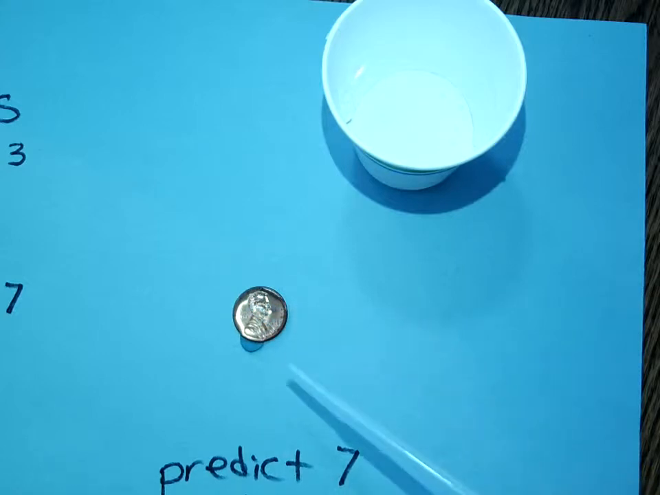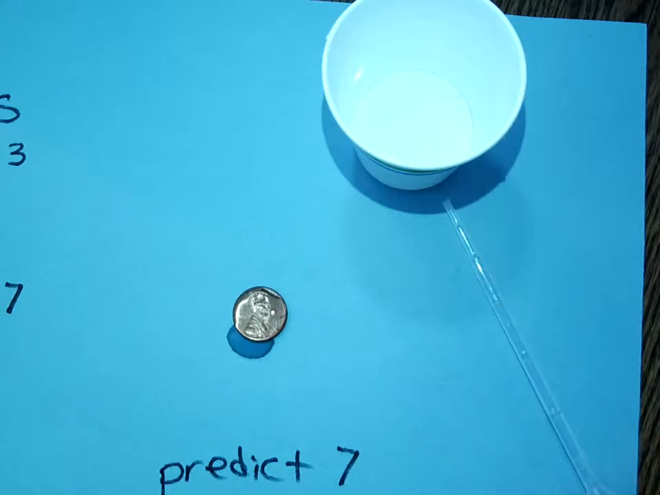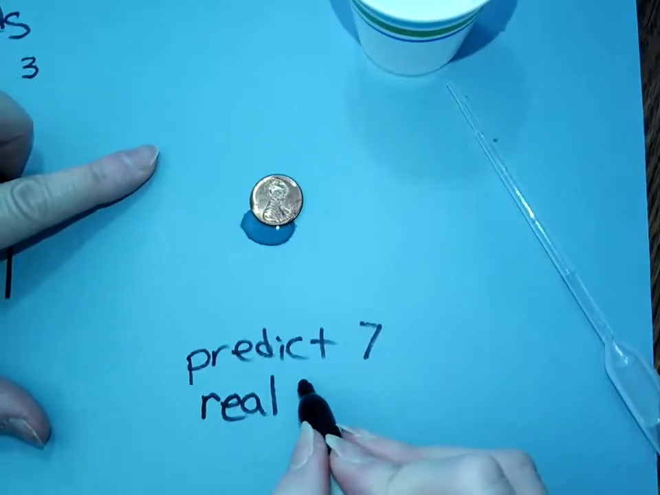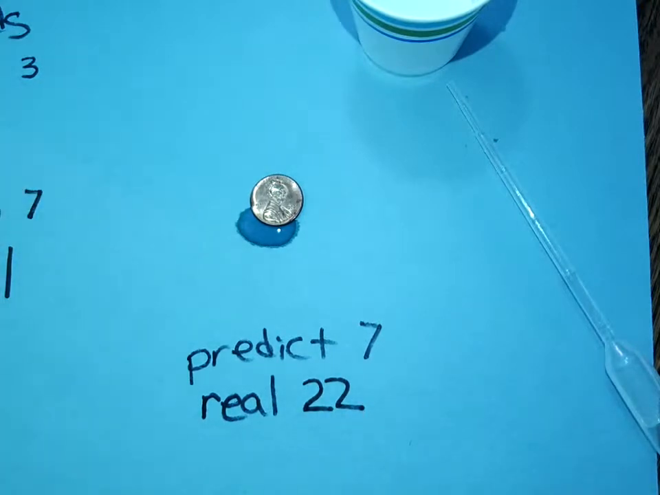Ooh, look at when I got to 22. Do you guys see how the water is starting to spill off the edge now right there? It looks like I predicted 7, and then it got to 22 before it spilled off the edge of my penny. Give it a try. See what you find out.